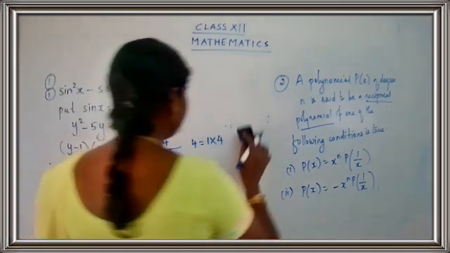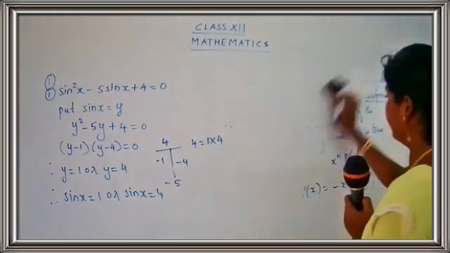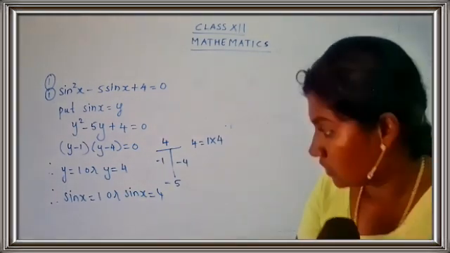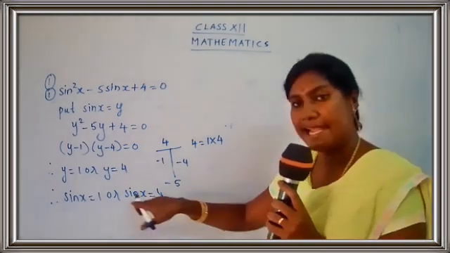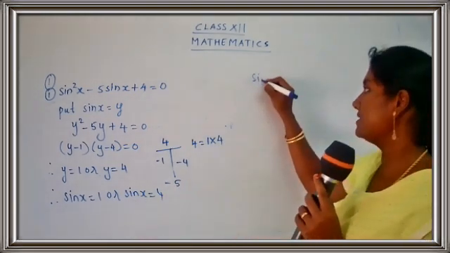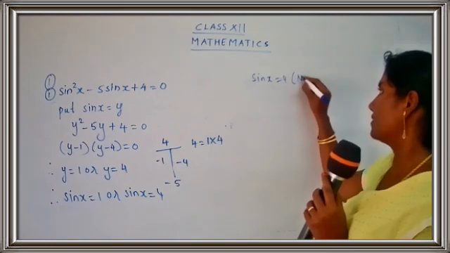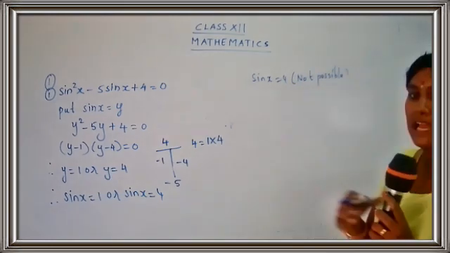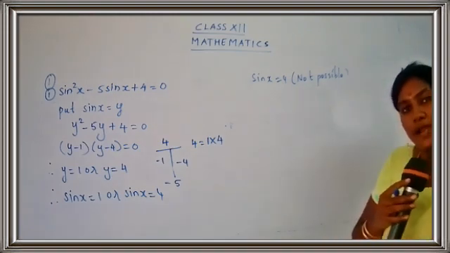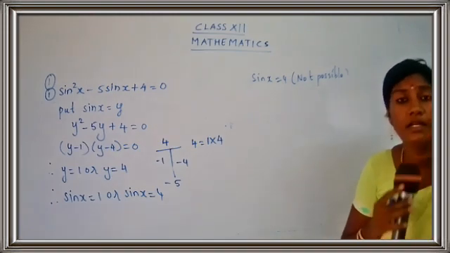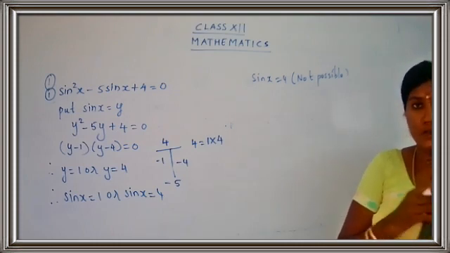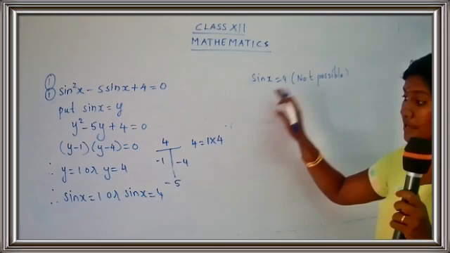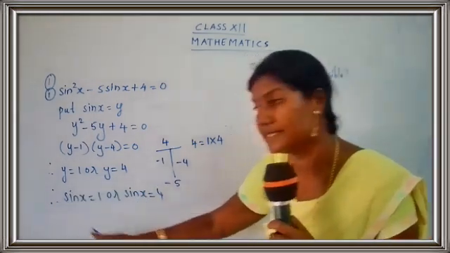Now, coming to the step over here. Just see here, children, sin x is 1 or sin x is 4. Now here, sin x is equal to 4 is not possible. Why? Because we have studied that the value for sin x lies between minus 1 and 1. The same thing goes for cos x. The value for cos x lies between minus 1 and 1. So you will not have a value for sin x is equal to 4. So you have to choose the first value, that is sin x is equal to 1.